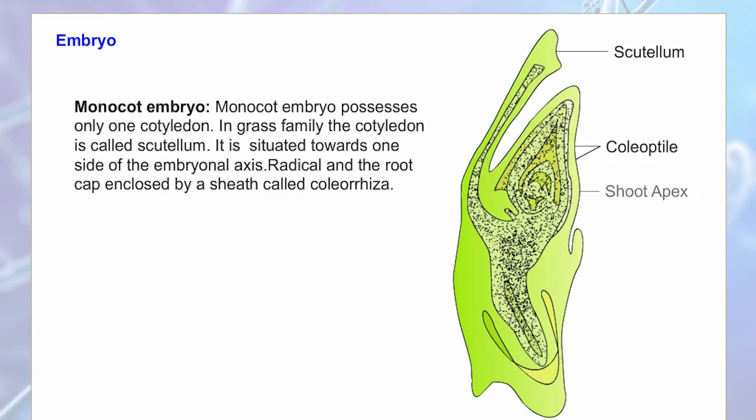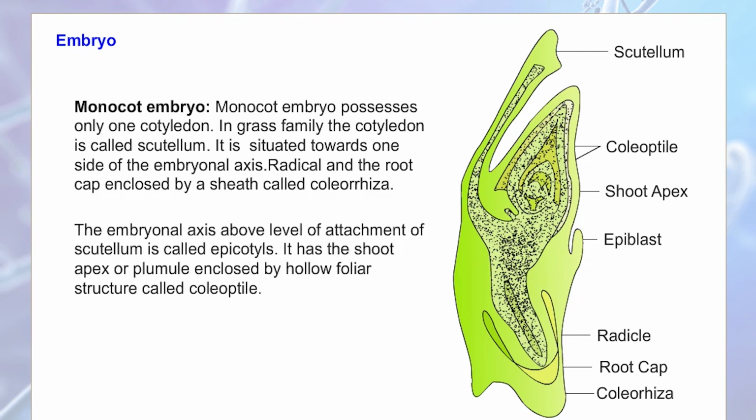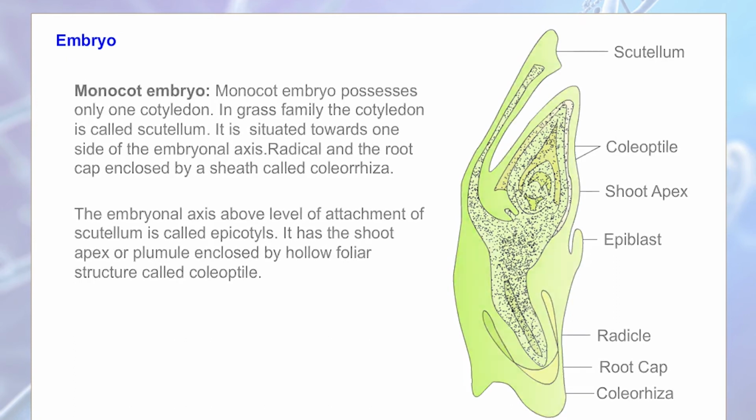Monocot embryo. Monocot embryo possesses only one cotyledon. In grass family, the cotyledon is called scutellum. It is situated towards one side of the embryonal axis. Radicle and the root cap are enclosed by a sheath called coleorhiza. The embryonal axis above level of attachment of scutellum is called epicotyl. It has the shoot apex or plumule enclosed by a hollow foliar structure called coleoptile.